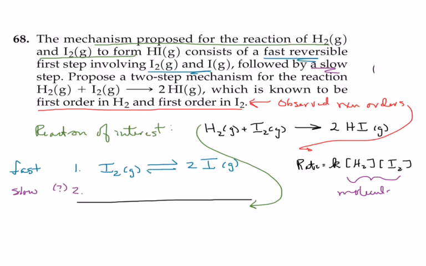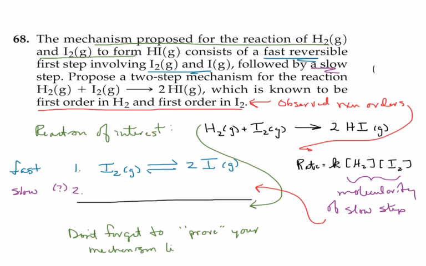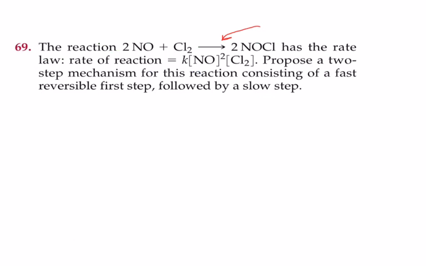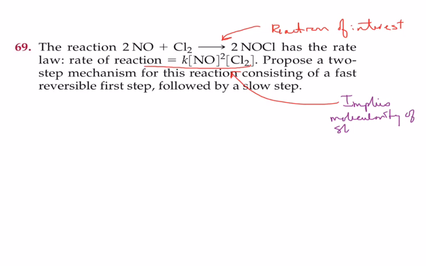So then I say, don't forget to prove your mechanism, like examples in class. Smiley face. All right, this one, the reaction of interest is the top one. They give the observed rate law expression, second order NO, first order Cl2.